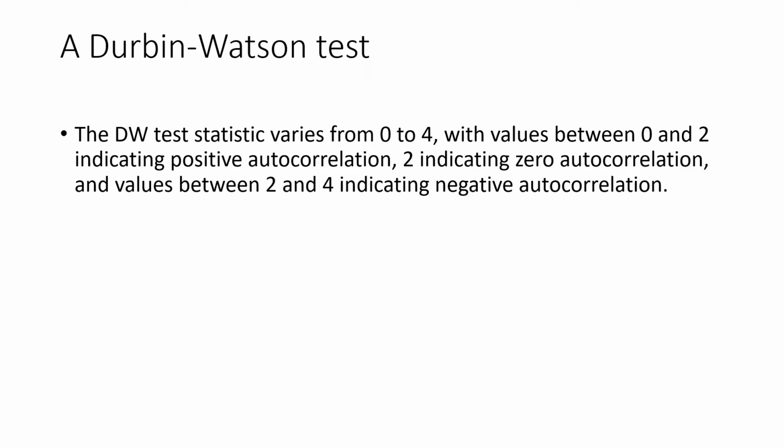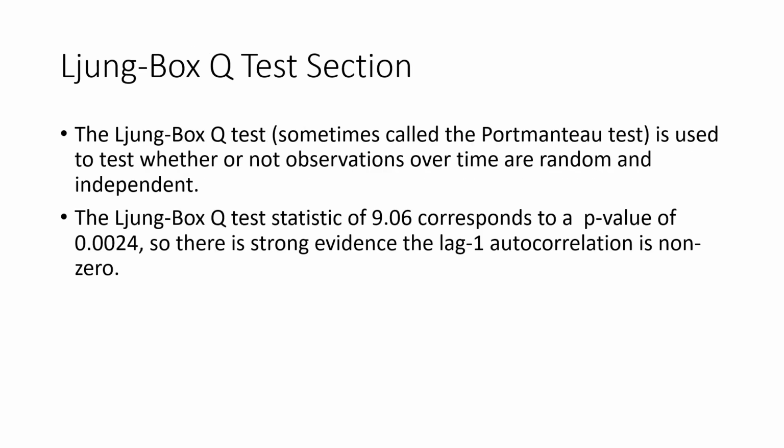So this value actually ranges between 0 and 4. Values between 0 and 2 indicate a positive autocorrelation. A value of 2 indicates zero autocorrelation, and values between 2 and 4 would give you a negative autocorrelation. So by analyzing the value of the Durbin-Watson test and connecting it with the conclusions that we have given here, you can see whether your model actually has any problem of autocorrelation.